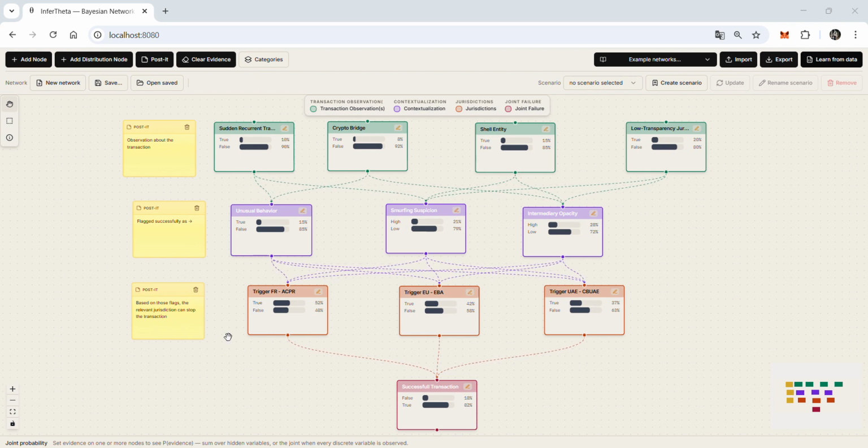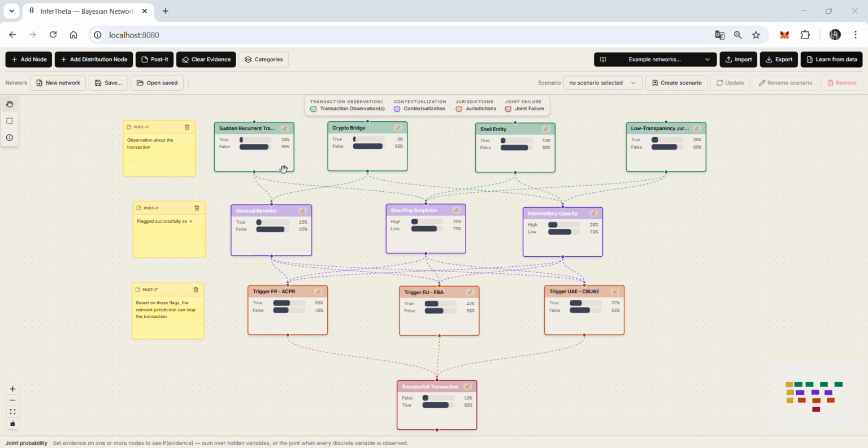So here, for instance, the objective of this network is to detect the probability of a potentially fraudulent transaction between several jurisdictions. So here, France, Europe, and UAE. The probability that someone manages to exploit a joint gap between jurisdictions. And so that's why you see four layers, four categories on the graph here.